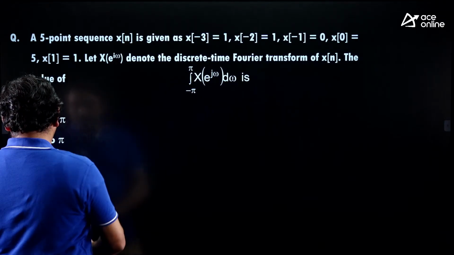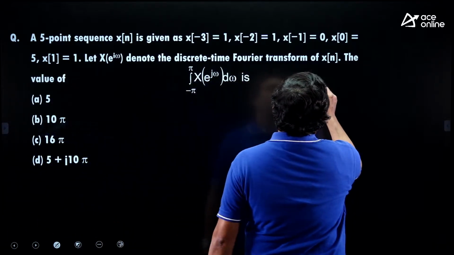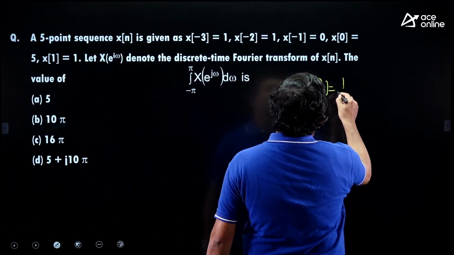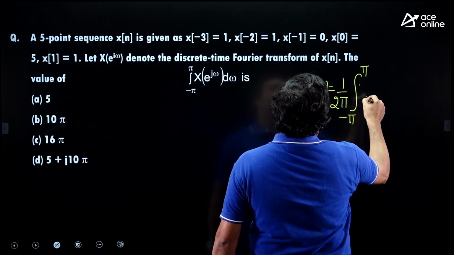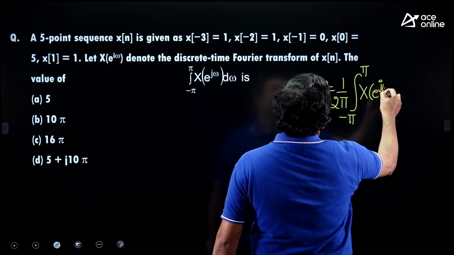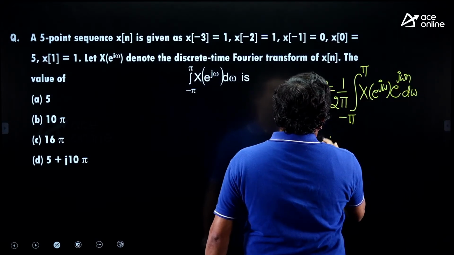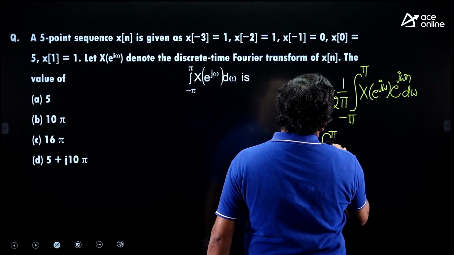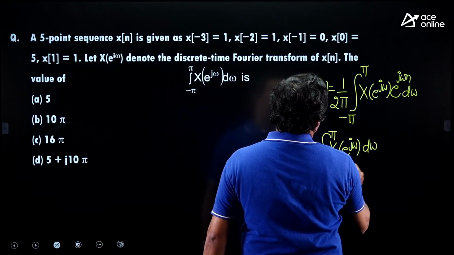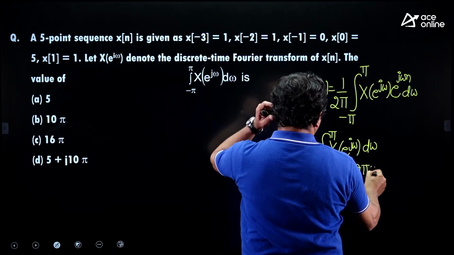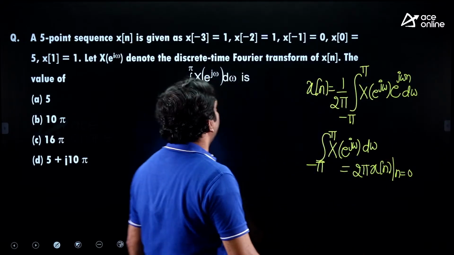A 5-point sequence is given, we want the area under the spectrum. Area under the spectrum means, as I mentioned, take the signal value at the origin. It is actually linked to the inverse DTFT definition. So you want the area under the spectrum means, take the signal at the origin, 2 pi into x of n value at the origin.